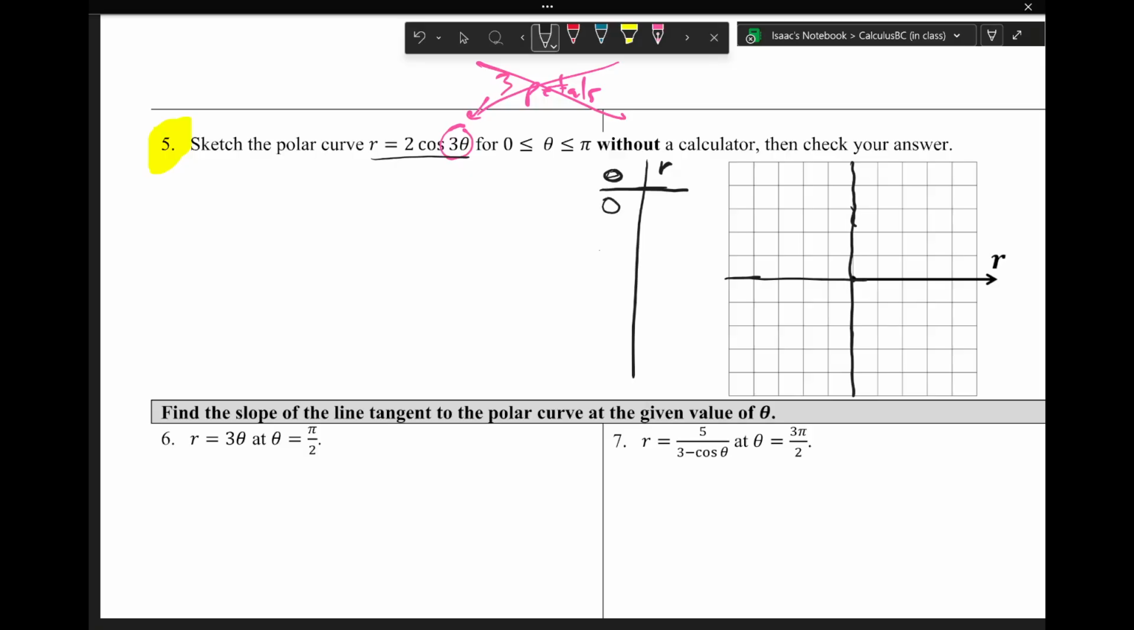So, let's plug in some easy stuff. Let's plug in 0. So 3 times 0 would be 0. The cosine at 0 is what? Okay, so in this direction, we're going 2 out before we plot our point. So in 0 radians, directly to the right, we're going 2 units to the right.